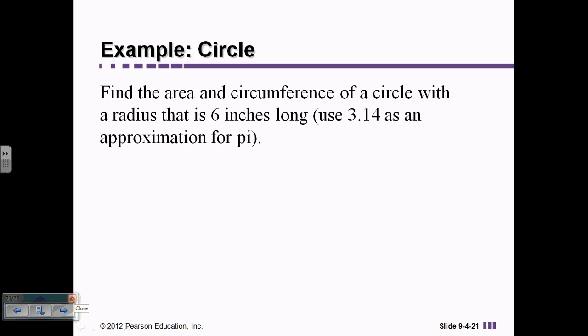So here we have an example. Find the area and the circumference of a circle with a radius that is 6 inches long, and use 3.14 as an approximation for pi. So again, usually you'll be given that information. So circumference is 2 times pi times r. So we're going to substitute what we know into this problem. And the radius is 6. We're going to go through and do our calculations, and we end up with 12 pi, which is equivalent to 37.68 inches.